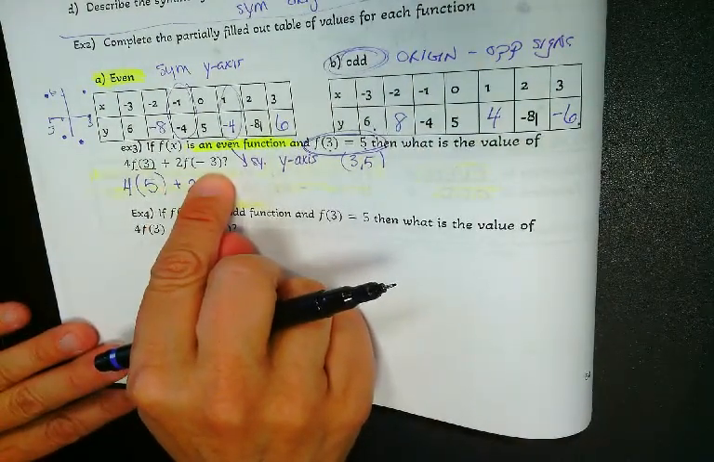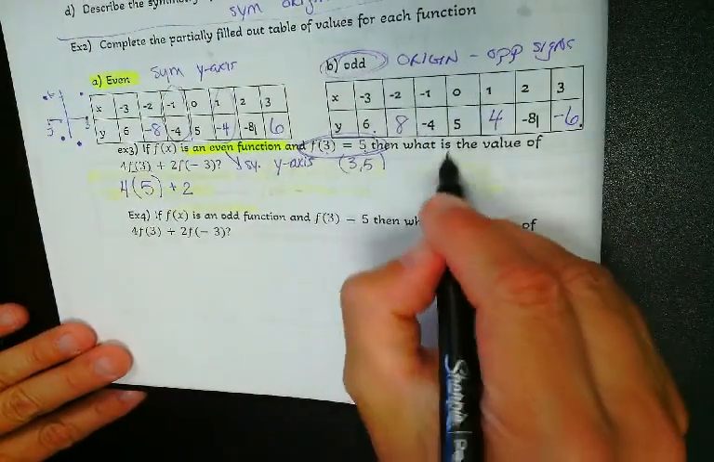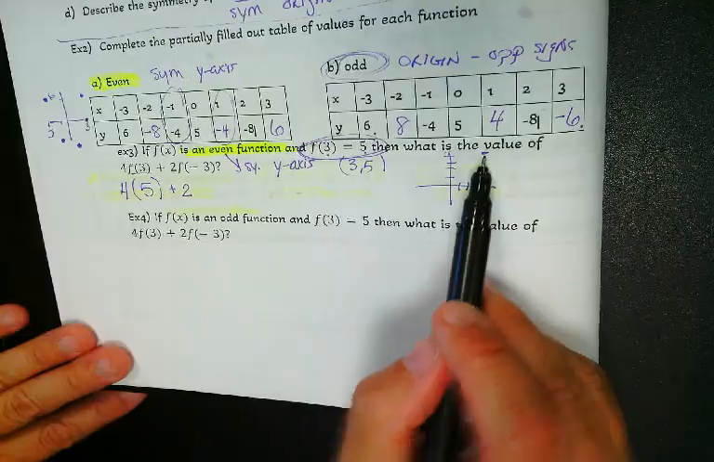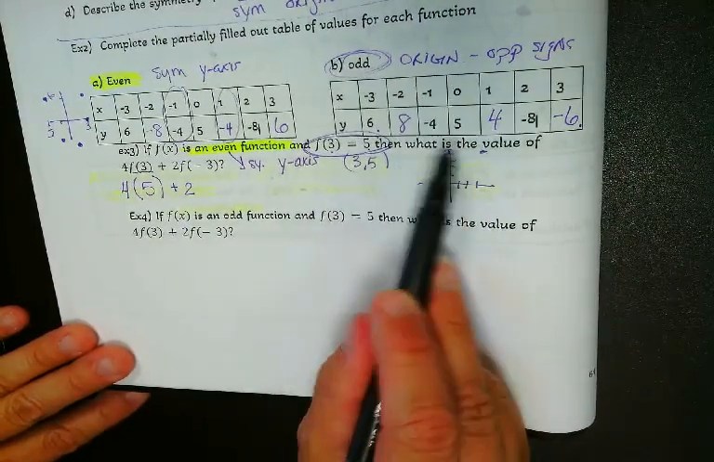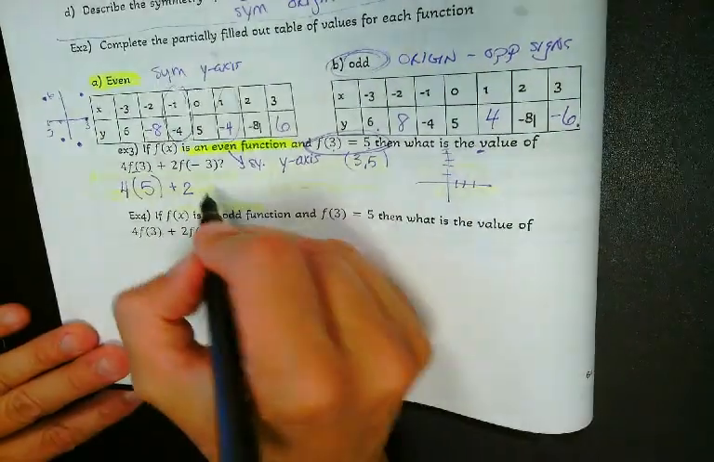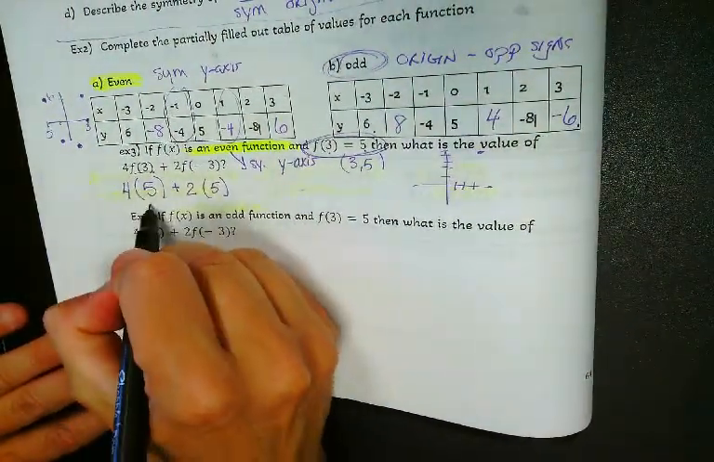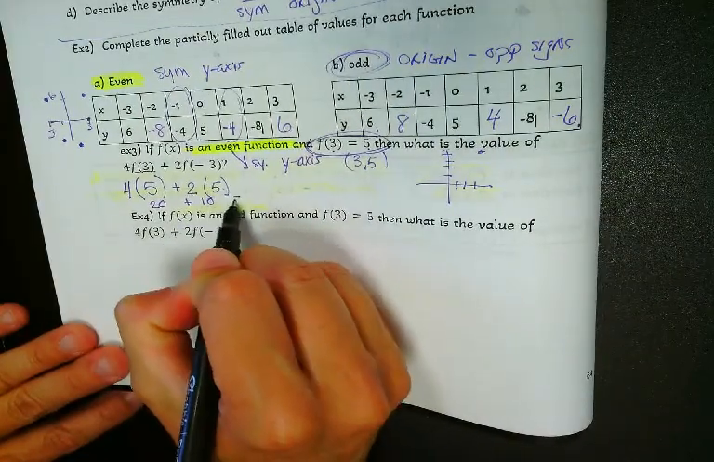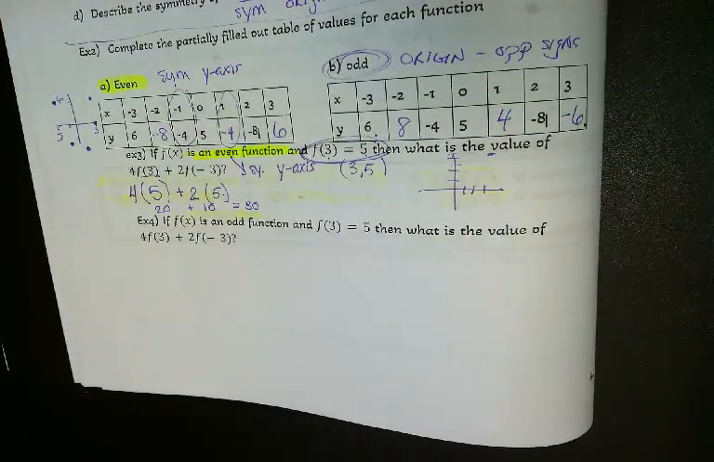Now they didn't tell us f of -3, but they did tell us that we are even. So if I know f of 3 is 5, what do I know about f of -3? It's also 5 because it's symmetric to the y-axis. So this is also 5. So 5 times 4 is 20, plus 5 times 2 is 10. Okay, so you've got to pay attention to whether it's even or odd, and that will help you figure out that next point.